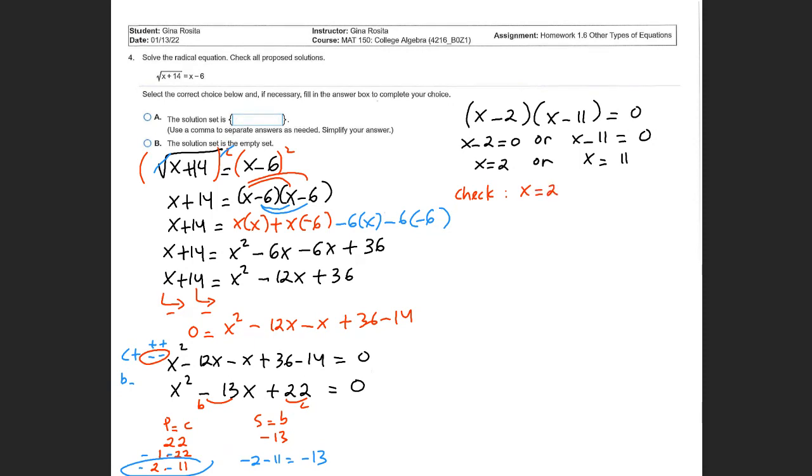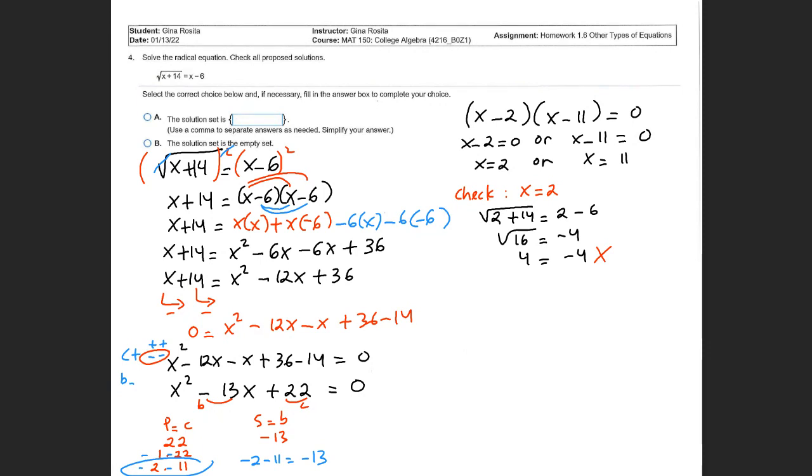Check x equals 2. Just replace x with 2. The square root of 2 plus 14 equals 2 minus 6. Square root of 16 equals negative 4. Square root of 16 is 4, equals negative 4. Is it right or wrong? It's wrong. So there is no solution for x equals 2.